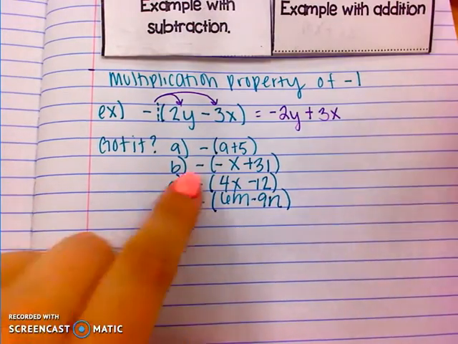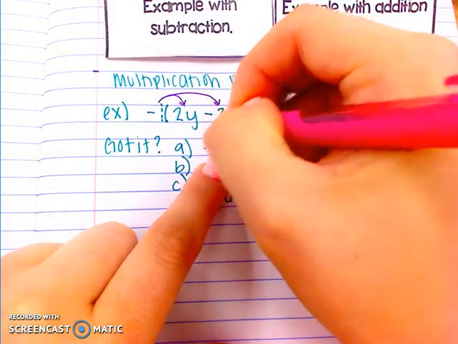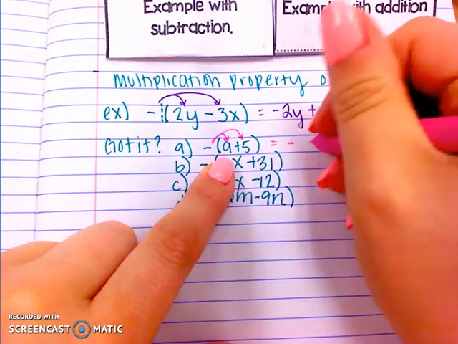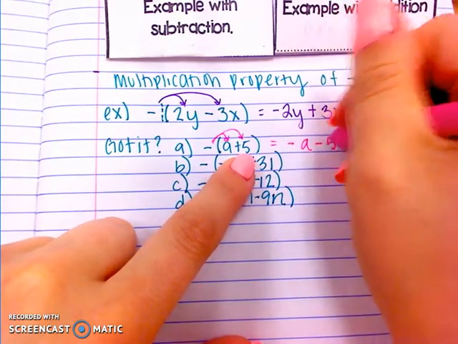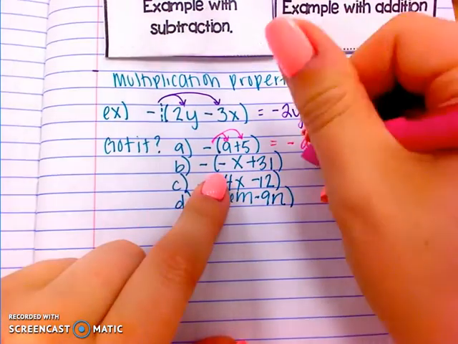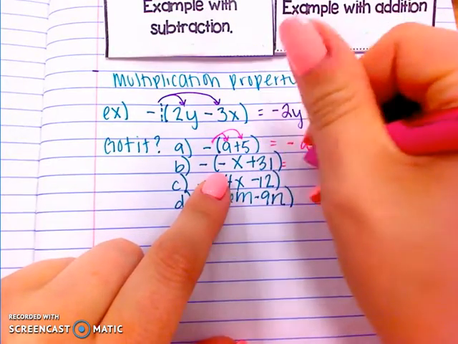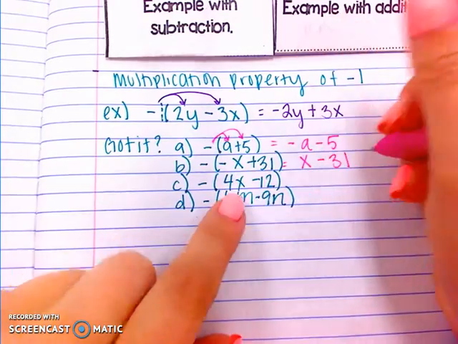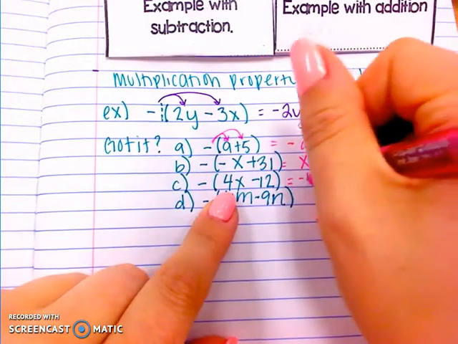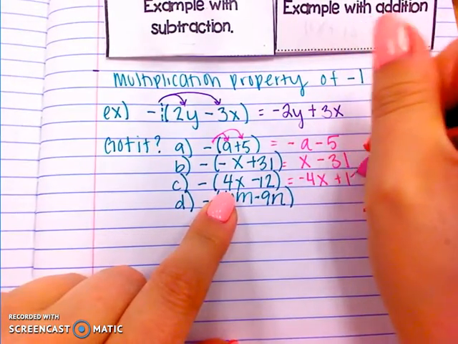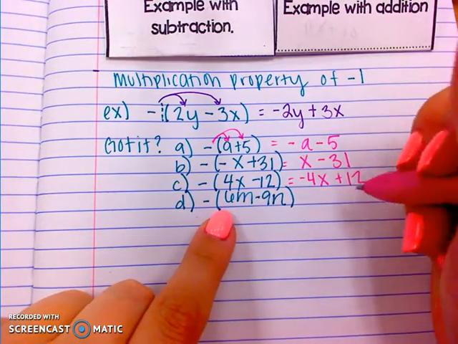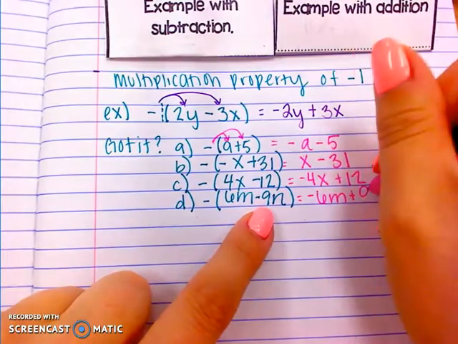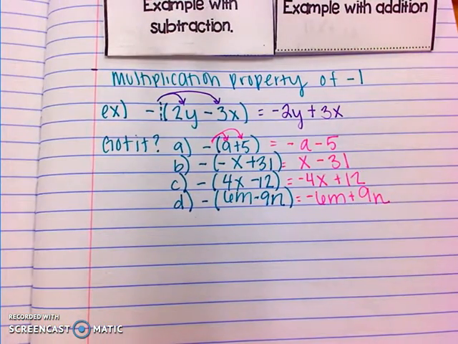So here I'm distributing that negative to the a and to the 5, so I have negative a minus 5. I have a negative times a negative, so that's a positive x, and a negative 31. It's a negative 4x and a positive 12. And it's a negative 6m plus 9n. Okay?